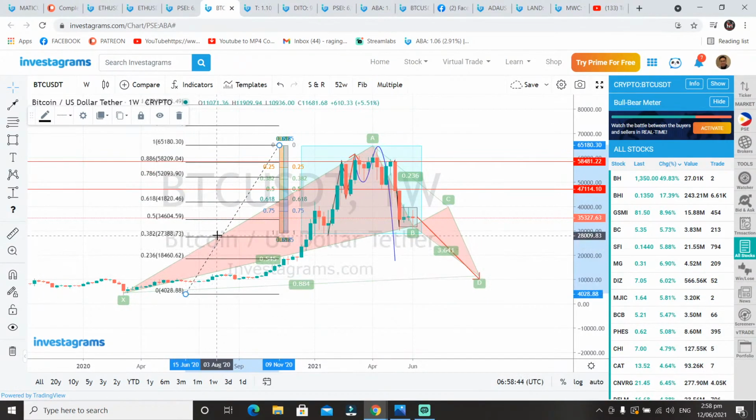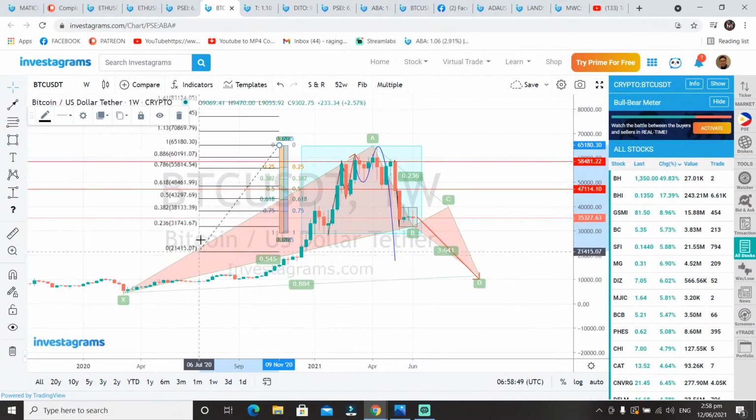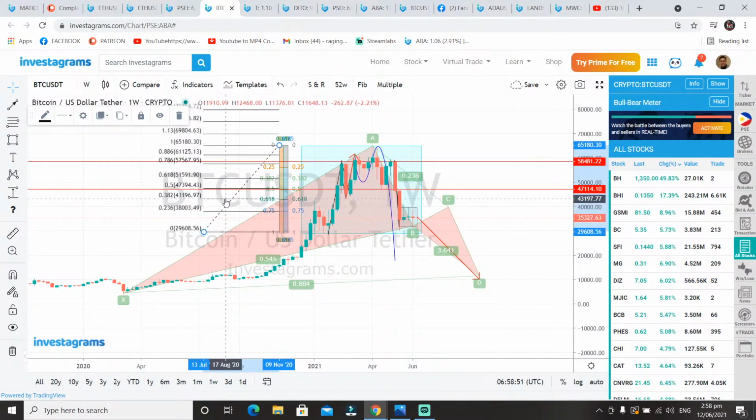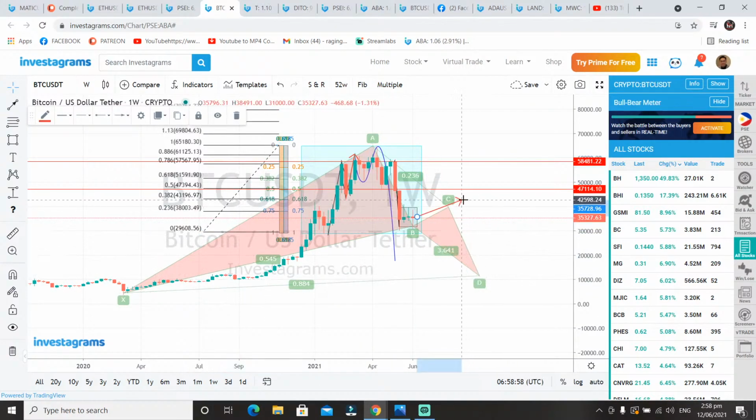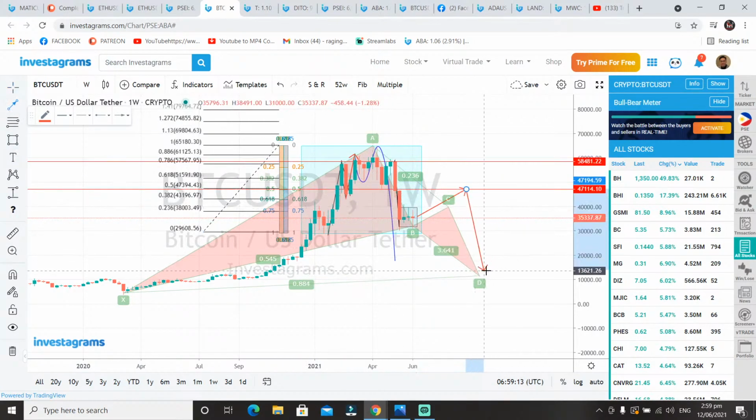38% is about... No, sorry, here. And 38%, it could be at least, at minimum, no? Could go up first to this level. It could go higher to show a bearish, bullish pattern, or could be just half of our box. Then after that, it could go down to as low as 10,000.